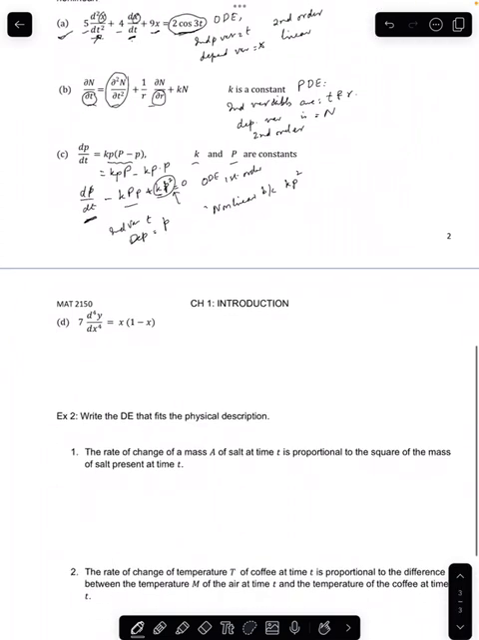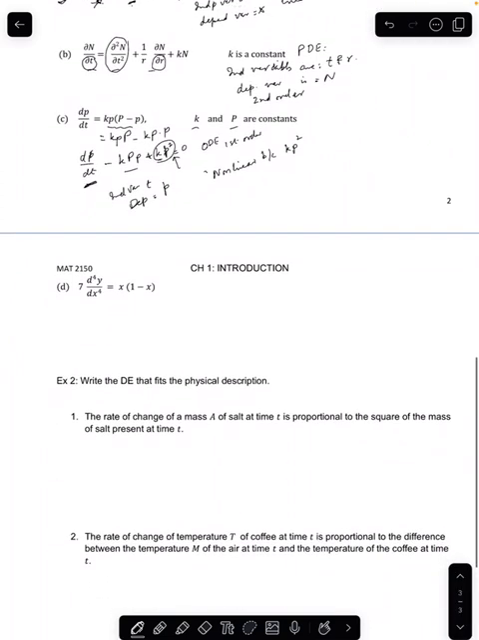Okay, this part D. So it's 7 d4y by dx4. So we are now talking about the fourth derivative here. And then on the right hand side, I see a function which depends on x only. Well, let's see. From the left hand side, we notice that we have an ODE. Order is 4.